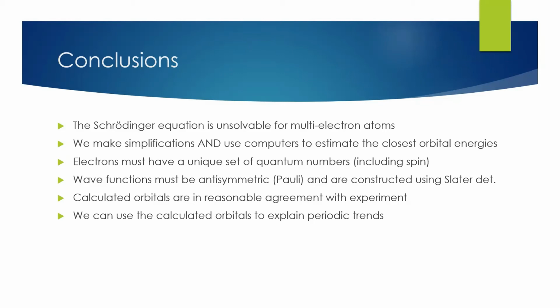We determined that electrons have to have a unique set of quantum numbers, and that includes the electron spin. So electrons can be spin up or spin down, which means that every orbital has room for 2 electrons. Our Pauli exclusion principle tells us that wave functions must be anti-symmetric, and we use Slater determinants to determine the wave function. And then finally, we were able to calculate orbitals that are in reasonable agreement with experimental data, both in terms of things like ionization energy, and also things like periodic trends.